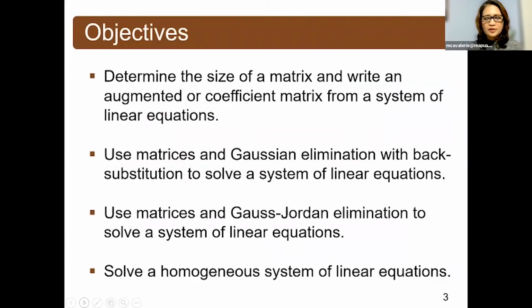Now, what are the objectives for the day? First, you must be able to determine the size of a matrix and write an augmented or coefficient matrix from a system of linear equations. You should use matrices and Gaussian elimination with back substitution to solve a system of linear equations. You also should use matrices and Gauss-Jordan elimination to solve a system of linear equations. And you should be able to solve a homogeneous system of linear equations.